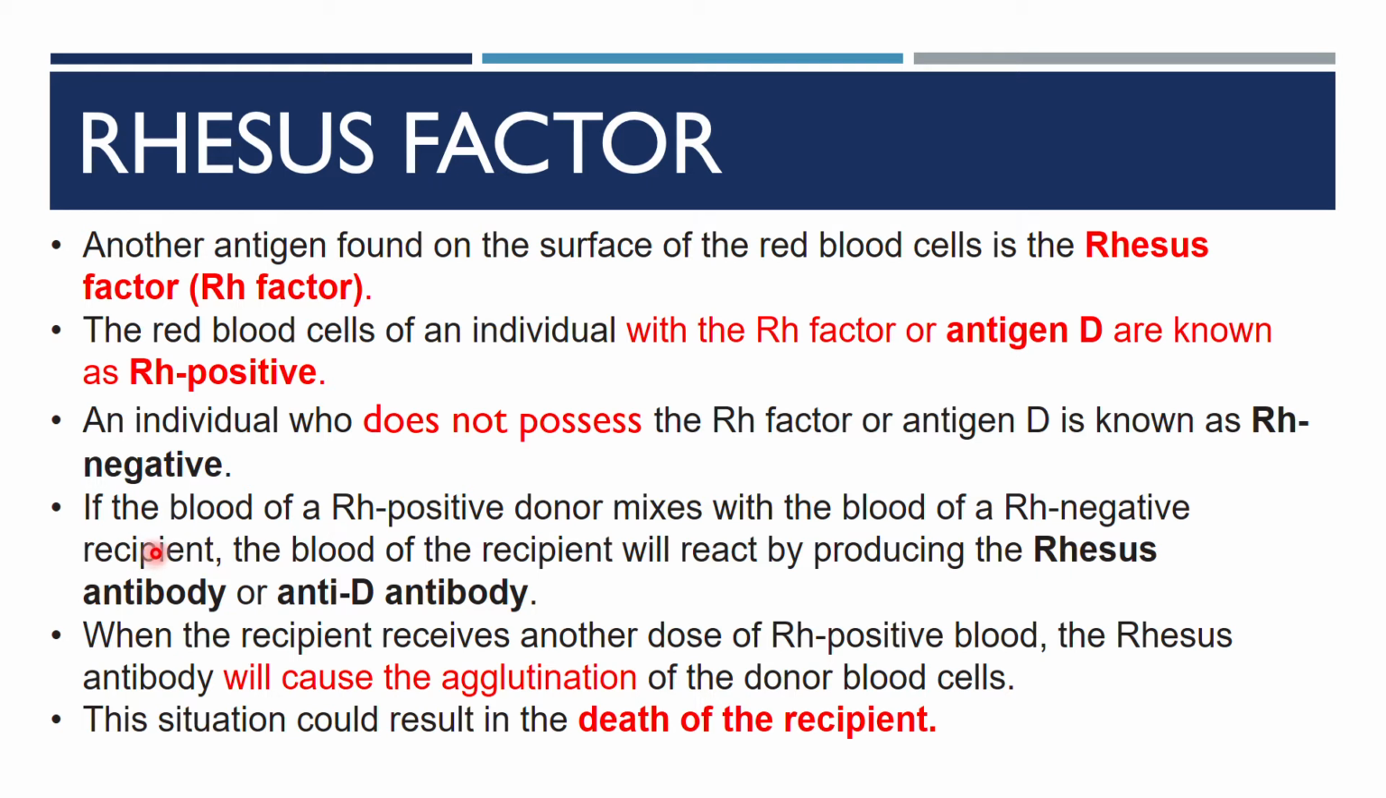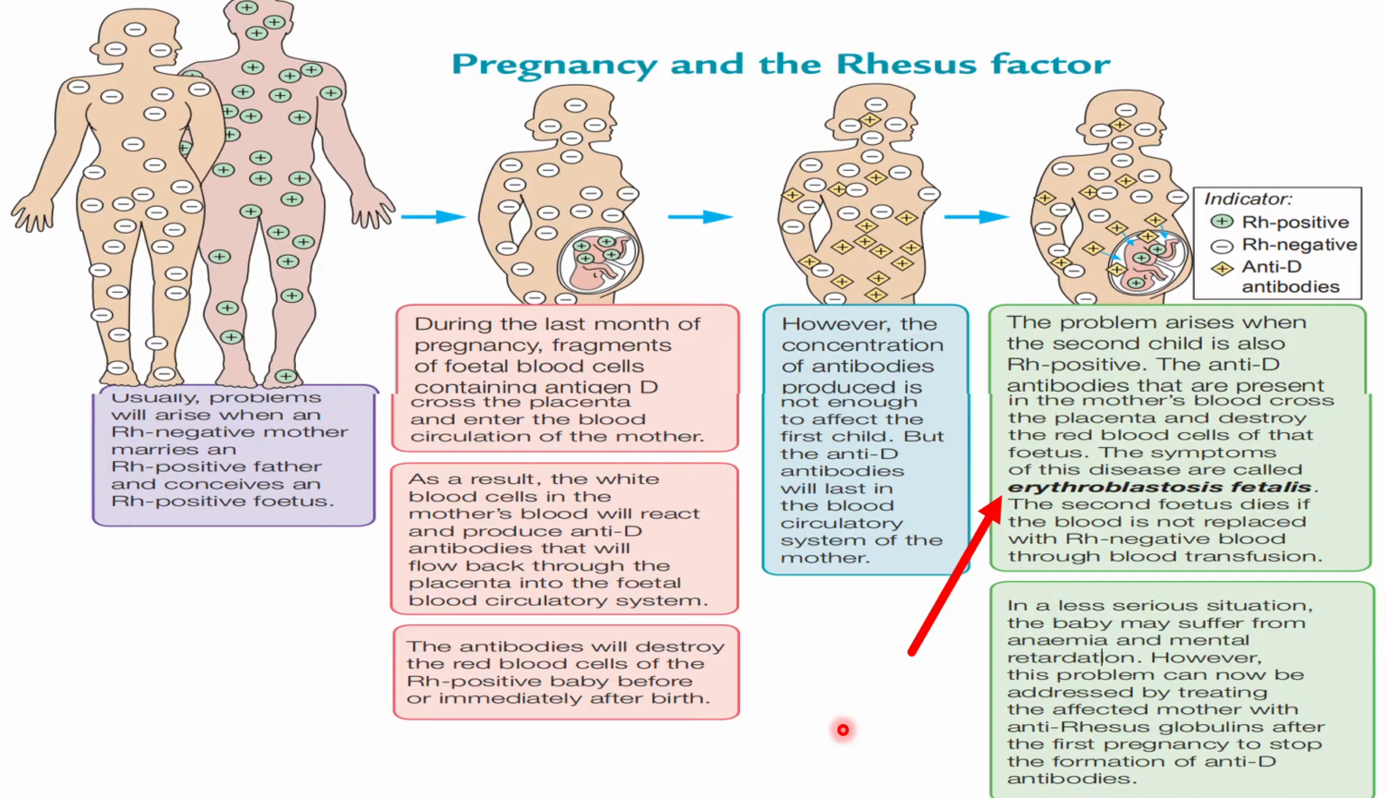If the blood of a rhesus positive donor mixes with the blood of a rhesus negative recipient, the blood of the recipient will react by producing rhesus antibody, which is anti-D antibody. But then, if the recipient receives another dose of Rh positive blood, this rhesus antibody will cause agglutination of the donor blood cells, and this may result in death of the recipient.